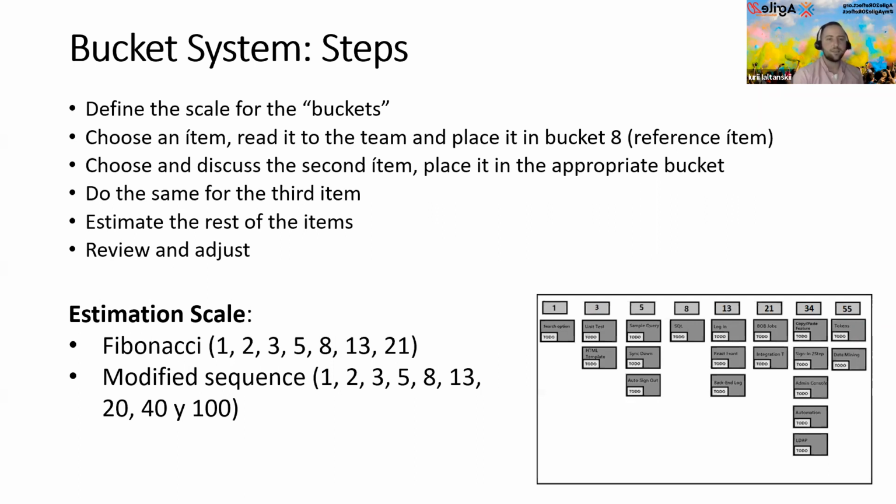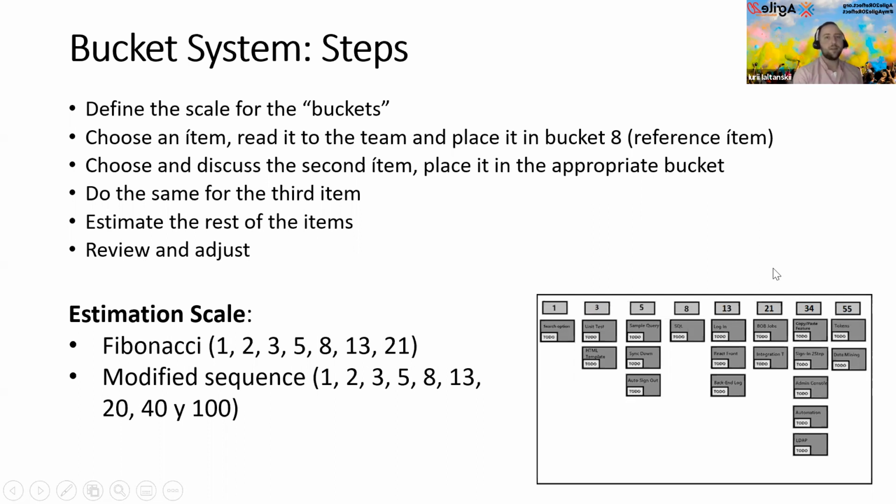So usually for a bucket system, we use Fibonacci or a modified sequence scale. And so we define the buckets, right? As we can see in this picture, it's 1, 3, 5, 8, 13, 21, 34, and 55. So 55 is the largest bucket here.